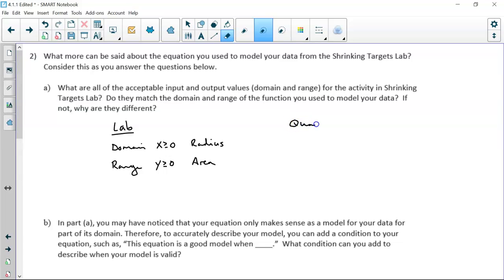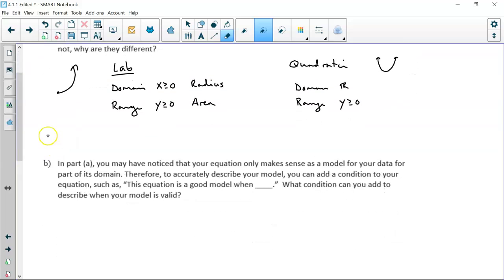But if we're looking just for any quadratic, our graph would look like this. So our domain would be all real numbers, and our range, y, is greater than or equal to 0. So that varies from our lab. So just keep in mind, when we're talking about the lab, when we're talking about an actual circle, x is greater than or equal to 0, because we can't have a negative radius. The radius can't be negative.